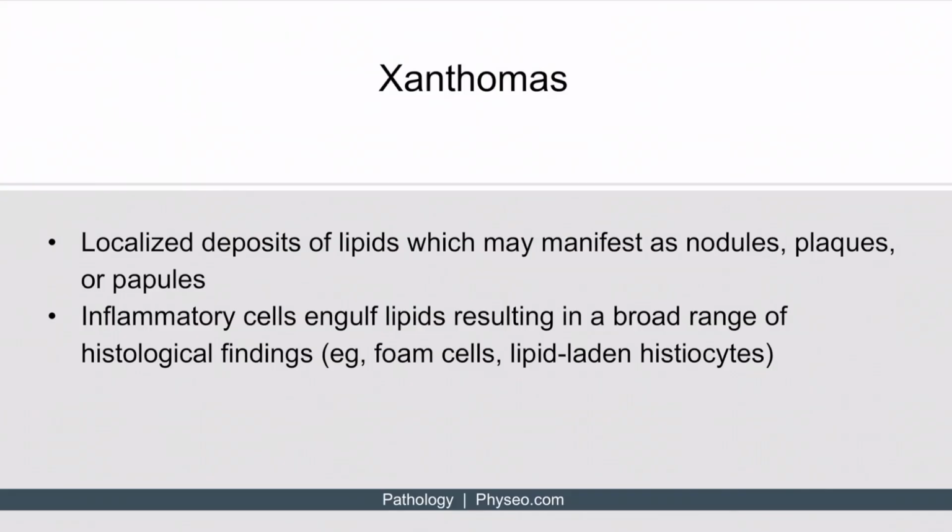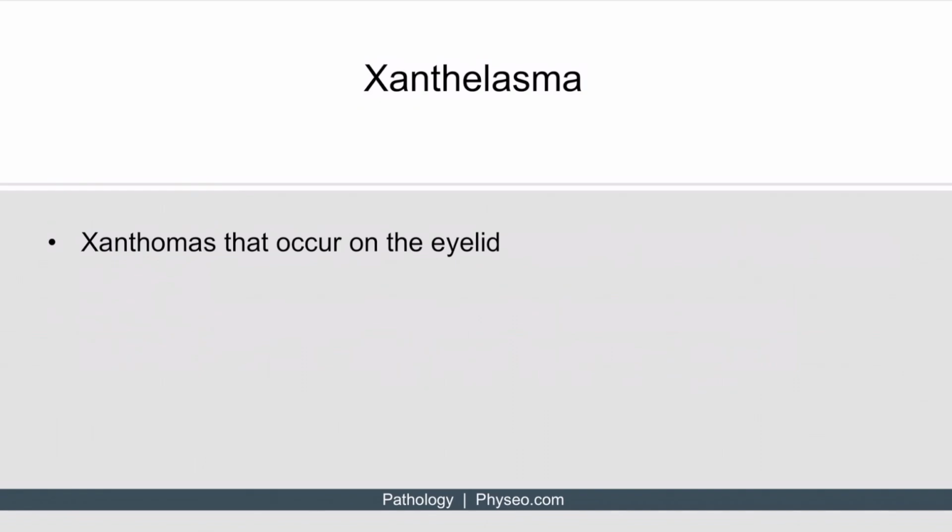Let's begin with xanthomas. These are localized deposits of lipids, which may manifest as nodules, plaques, or papules. In this condition, inflammatory cells engulf lipids, resulting in a broad range of histological findings, such as foam cells and lipid-laden histiocytes. When xanthomas occur on the eyelid, they're referred to as xanthelasmas. So this is a xanthoma that occurs on the eyelid.